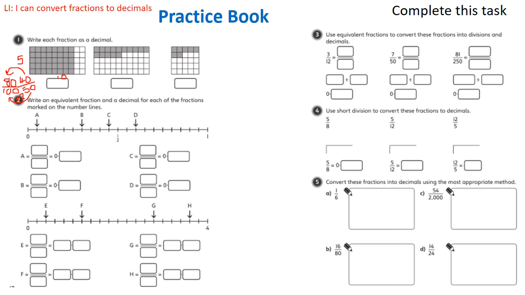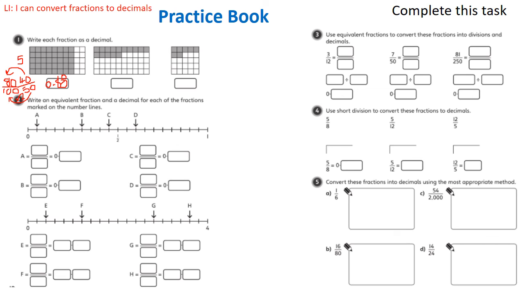So therefore, I need a 0 in my hundredths column. I'm going to have an 8 in my tenths column. I'm going to put my decimal point in, and I'm going to have a 0 in my ones column. And there we have our decimal. I'm going to let you do the other 2 of that section as well.